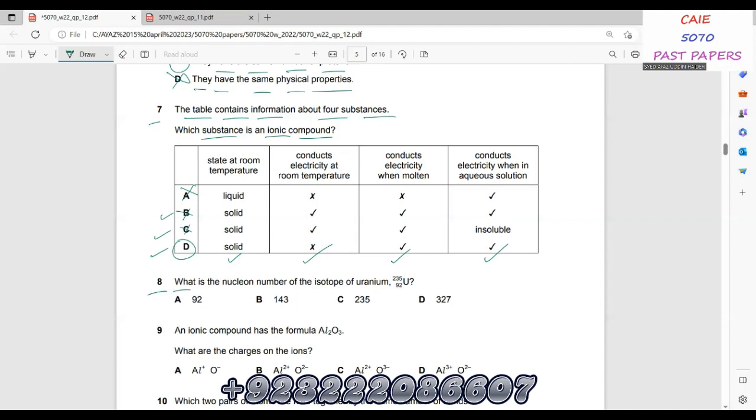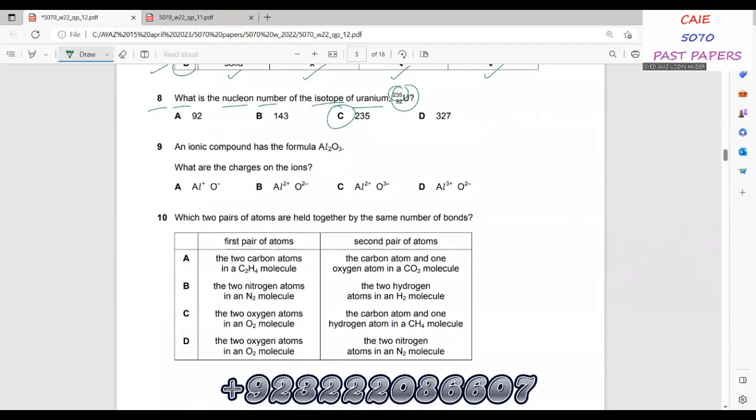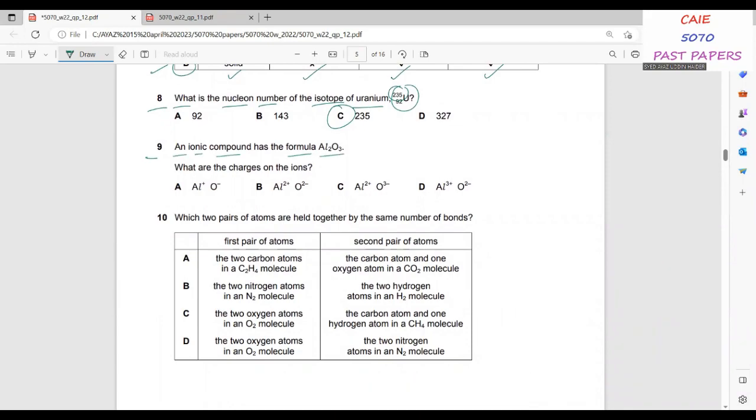8. What is the nucleon number of the isotope of uranium? This is uranium. 235 will be the nucleon number. So C is the right answer. And 92 is the proton number for uranium. 9. An ionic compound has the formula Al2O3. What are the charges on the ions? Very easy. Aluminum belongs to group 3, so it will carry +3 charge. Oxygen belongs to group 6, it will carry -2 charge. So only one choice is correct here, that is D.